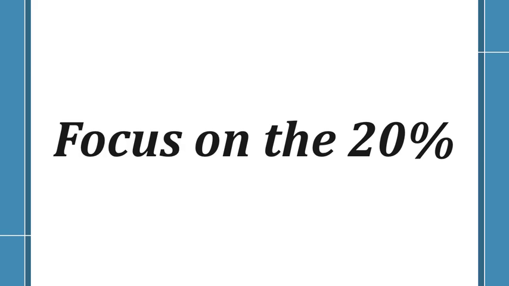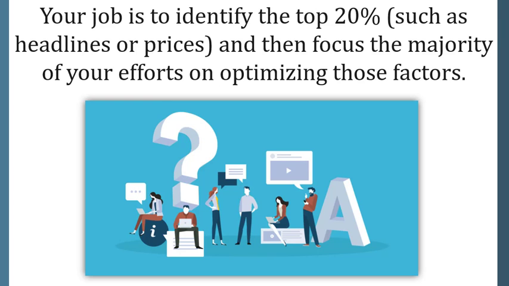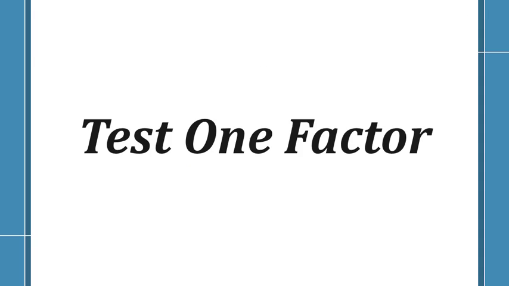Which brings us to the next point. Focus on the 20%. Now, here's a good guideline. 20% of factors will produce 80% of the results. So your job is to identify the top 20%, such as headlines or prices, and then focus the majority of your efforts on optimizing those factors.